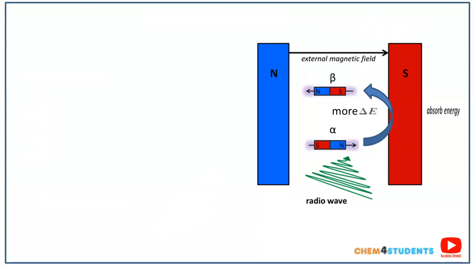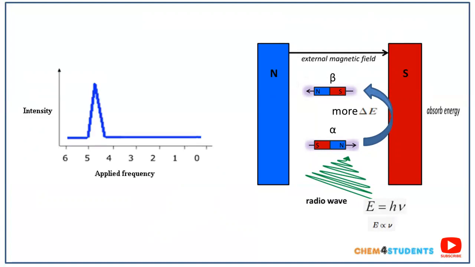To get into the beta state, it requires more energy. As we know, energy is directly proportional to frequency, so more frequency is required for the nucleus to get into the beta state. As we can see in this graph, the peak appears at a higher frequency region. This is called downfield. Only deshielded protons will get the peak at the downfield region.